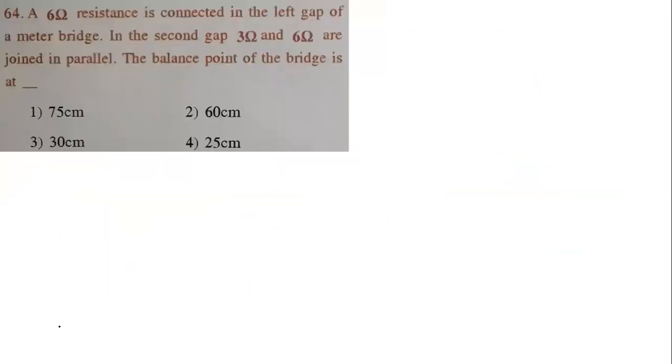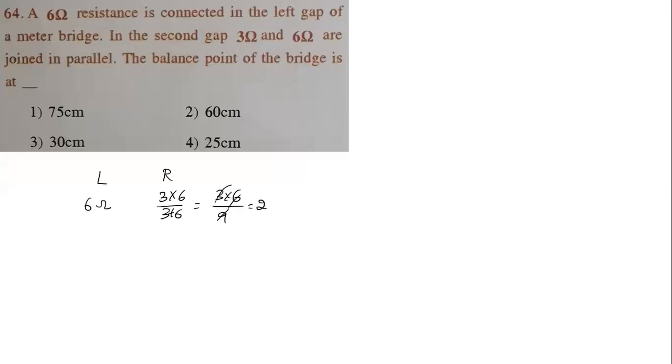Question number 64. The given question is, let me read: a 6 ohm resistance is connected in the left gap. In the right gap, 3 ohm and 6 ohm are joined in parallel. So it will be 3 into 6 by 3 plus 6, which is 3 into 6 by 9, and cancelling by 3, the right gap is 2 ohm. Then we need to find the balancing point of the meter bridge.